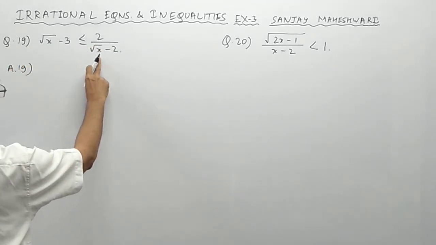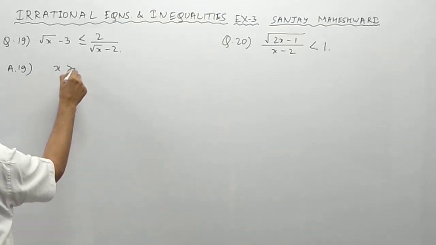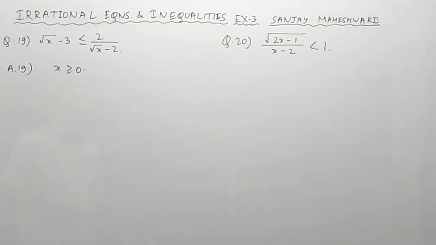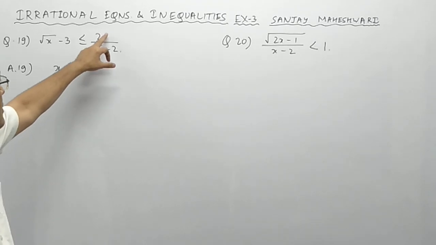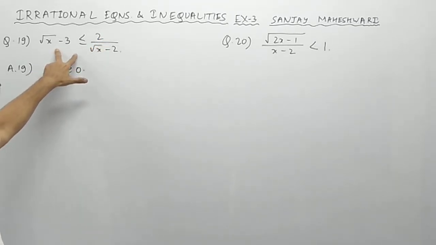The first condition that we need to keep in mind is that the expression under an even root should be greater than or equal to 0. So x is always either 0 or positive. If we put 0, we get minus 3 and minus 1. Minus 1 is greater than minus 3, yes, that is true. So x equal to 0 is one of the solutions.